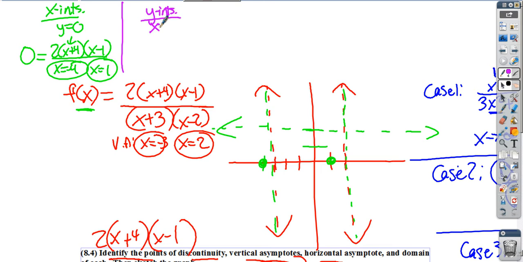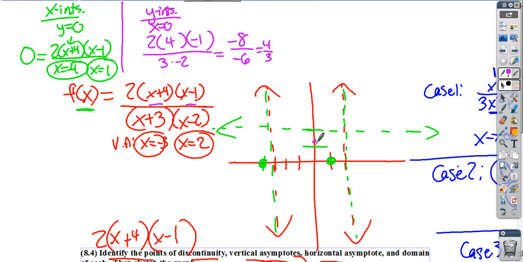And those occur when x equals 0. So if we plug in 0 here, we'd have 2 times 0 plus 4 is 4. I'm plugging it into these. 0 minus 1 is -1. And the bottom is going to be 0 plus 3, which is 3. And 0 minus 2 is -2. So the top is going to be -8, and the bottom is -6, and that becomes 4/3. So we have a point at 0, 4/3, or 1 1/3. That's about right here.